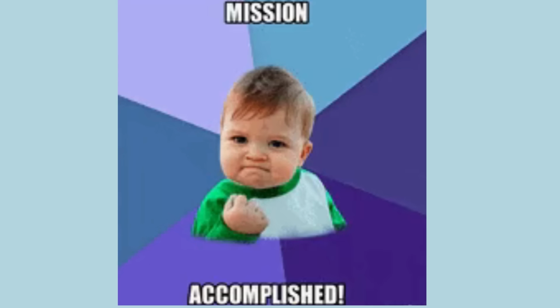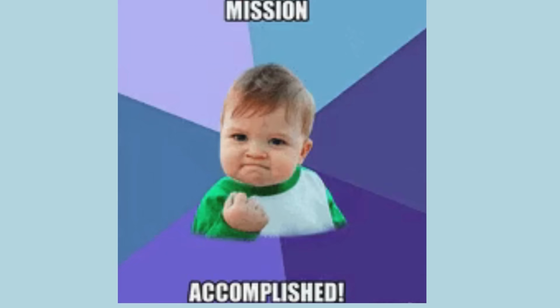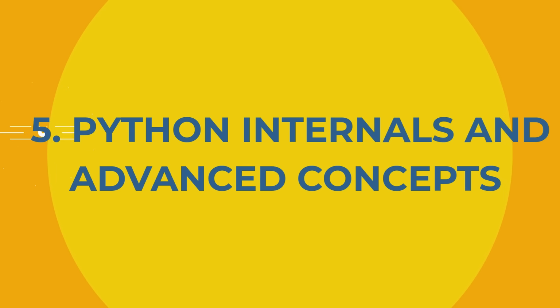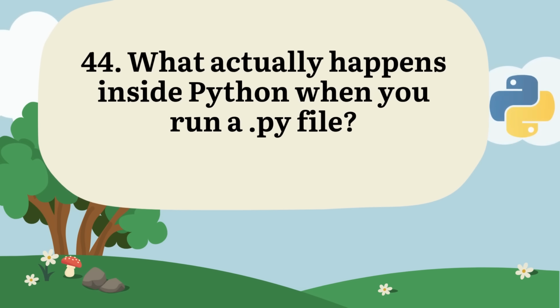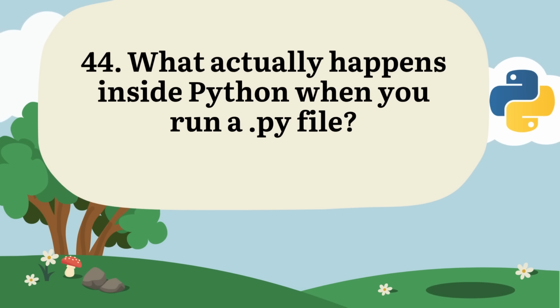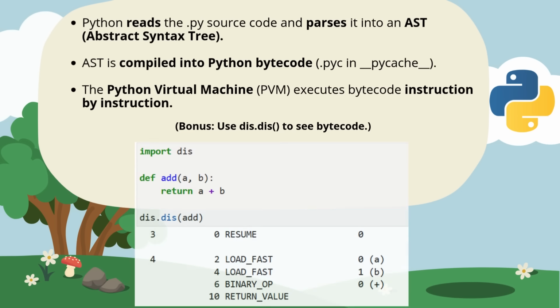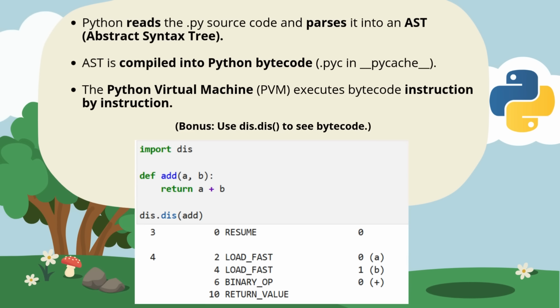We've completed our 4th milestone, and now it's time to dive into one of the most exciting parts, Python internals and advanced concepts. Here's the first question. What actually happens inside Python when you run a .py file? First, the source code is parsed into an abstract syntax tree. Then it's compiled into Python bytecode and stored as .pyc files inside the __pycache__ folder. Finally, the Python virtual machine executes the bytecode instruction by instruction.